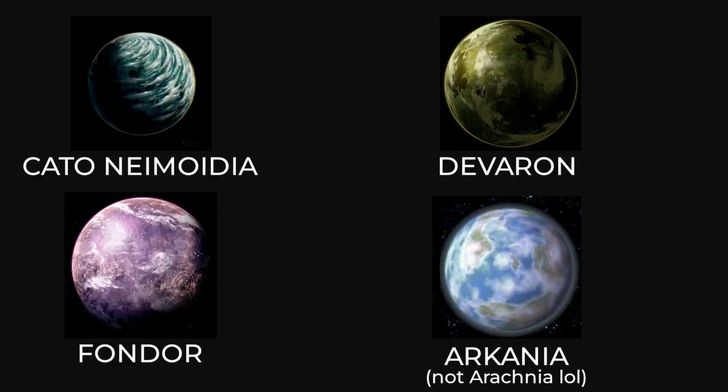The people in the colonies are desperate for the core worlders' approval, so typically this means that they have a staunch support for the Empire. And while these things keep the colony worlds in check, it doesn't stop the growing resentment for the Empire bubbling beneath the surface. Some of the planets here include Catanoidia, Deveron, Fondor, Arachnia, and more.